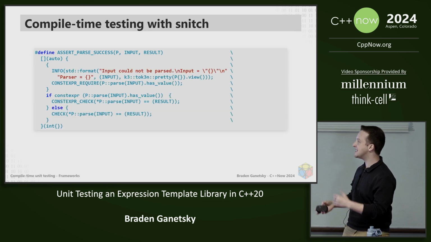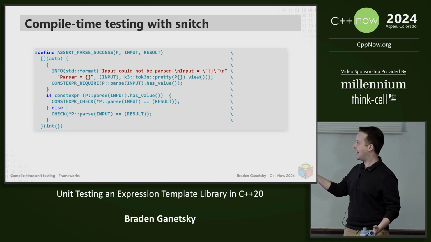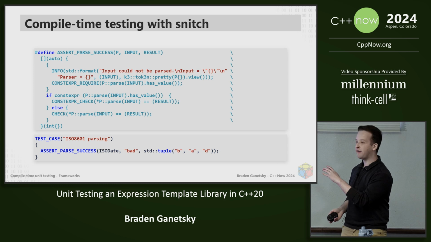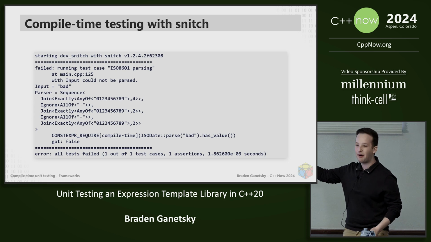And so what I can do is I can stick an info macro in, right? Because it's reporting at runtime, and the info macro is a runtime thing, and std::format is a runtime thing. But who cares? It's a runtime report. And so this time, if I try to run this test case that fails, it actually gives me something that's nice, and it's at compile time.